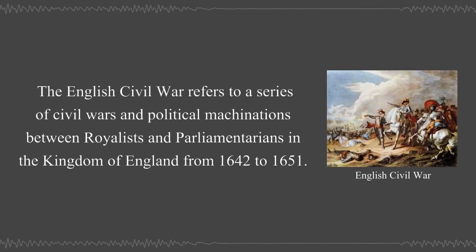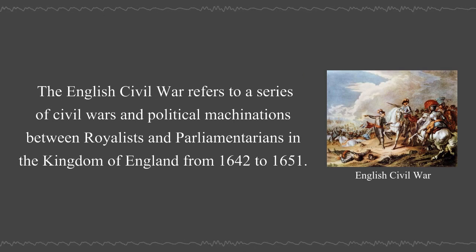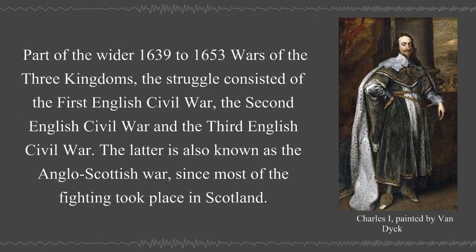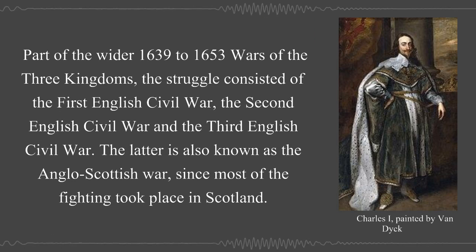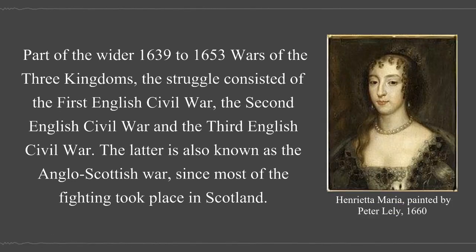The English Civil War refers to a series of civil wars and political machinations between Royalists and Parliamentarians in the Kingdom of England from 1642 to 1651. Part of the wider 1639 to 1653 Wars of the Three Kingdoms, the struggle consisted of the First English Civil War, the Second English Civil War, and the Third English Civil War. The latter is also known as the Anglo-Scottish War, since most of the fighting took place in Scotland.